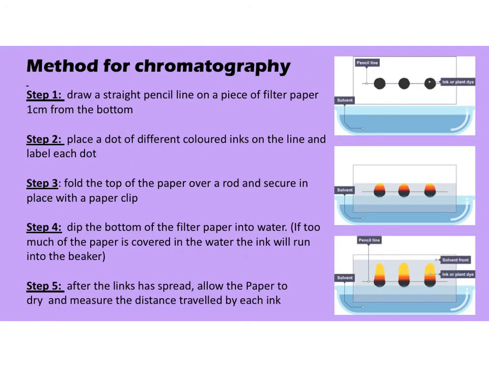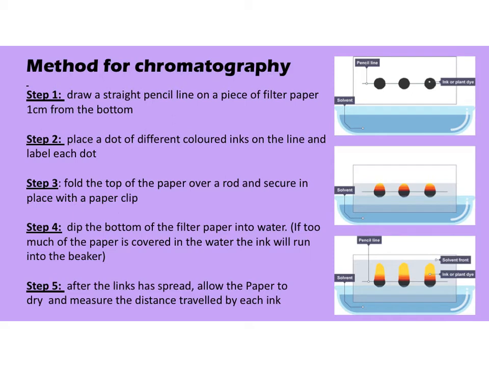Okay, so chromatography is one of the specified practicals for your GCSEs, so we need to know all 5 steps of the method. So step 1, we draw a straight pencil line on a piece of filter paper 1 centimetre from the bottom. We have to use pencil for this line so that the pencil isn't taken up with the other ink dots when we put it into the water.